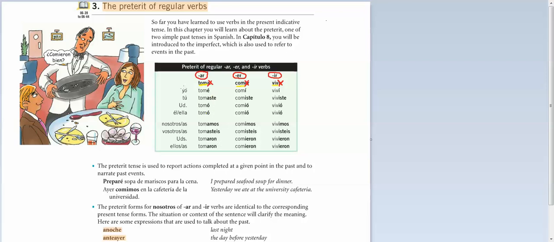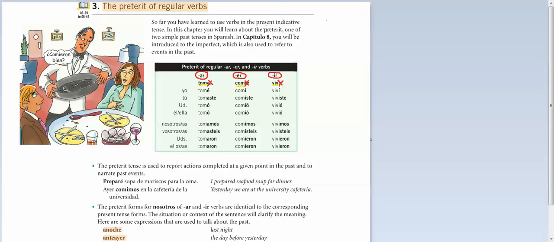So if I want to say, I took 5 classes last semester, I'm going to say yo tomé. If I want to say you took 5 classes last semester, I'm going to say tomaste. If I wanted to say he or she or you formal took 5 classes last semester, I'm going to say tomó. Él tomó, ella tomó, usted tomó. If I want to say we took, tomamos. If I want to say y'all took, tomasteis. If I want to say y'all took or they took, tomaron.